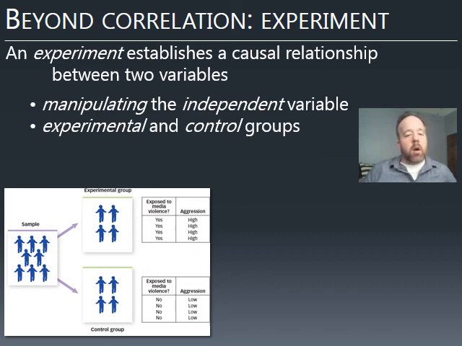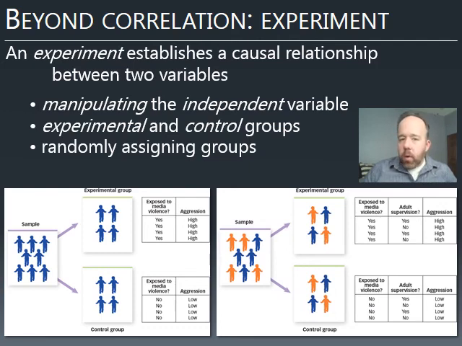Now, you probably already heard the term control group, and the experimental group is the group you manipulated. The control group you leave alone. So the experimental group has that independent variable manipulated, and the control group doesn't. So in our previous example, the control group is not exposed to violent programs, movies, and TV. The experimental group is. So you've changed something about that group, and now you're going to see what happens.